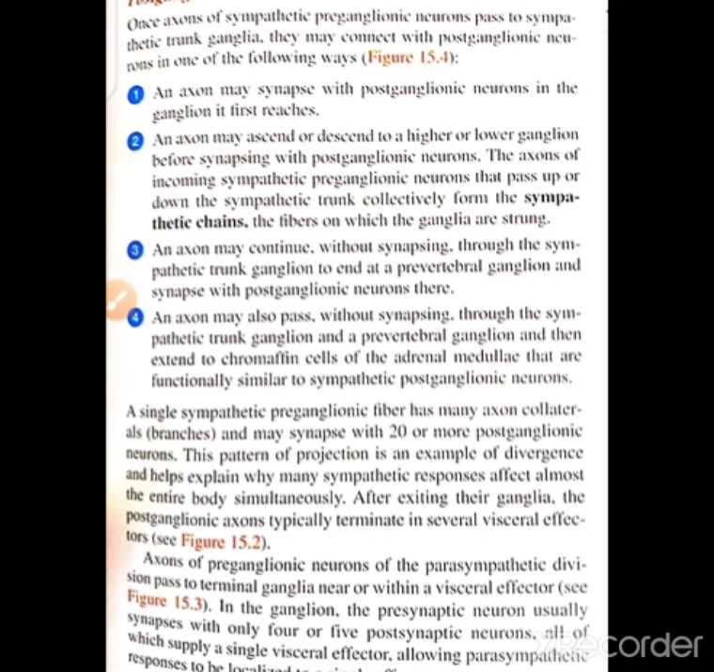An axon may continue without synapsing through the sympathetic trunk ganglia to end at the prevertebral ganglion and synapse with the postganglionic neurons here. So what happens?